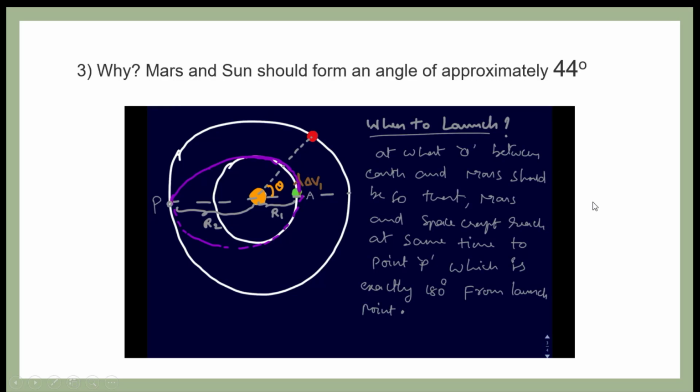Next, I will be focusing one more interesting fact. This Mangalyaan mission using Hohmann transfer orbits can be executed only when angle between Mars, Sun and Earth is 44 degrees approximately. Okay, why is it so? Why should there be 44 degrees? So this I will be explaining.